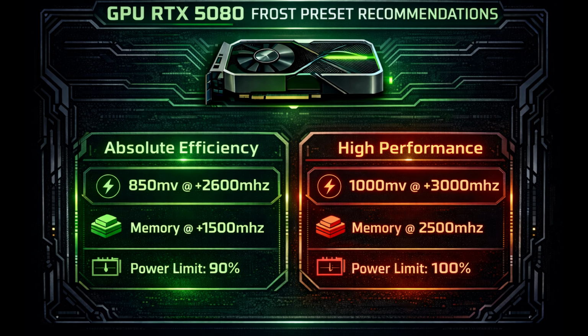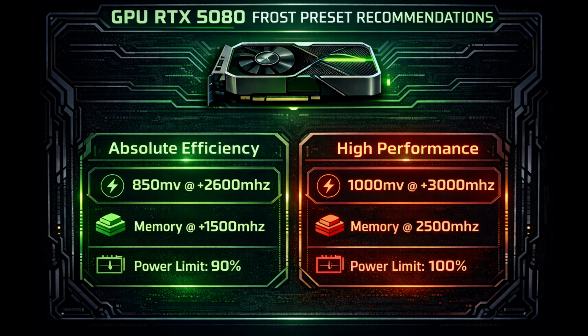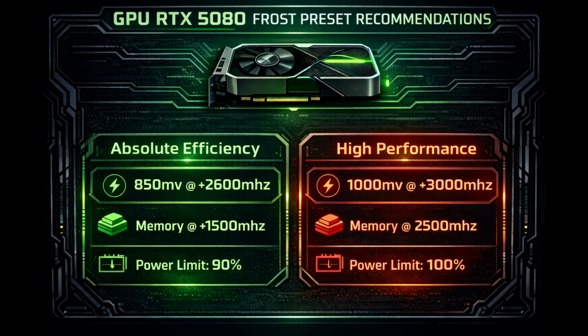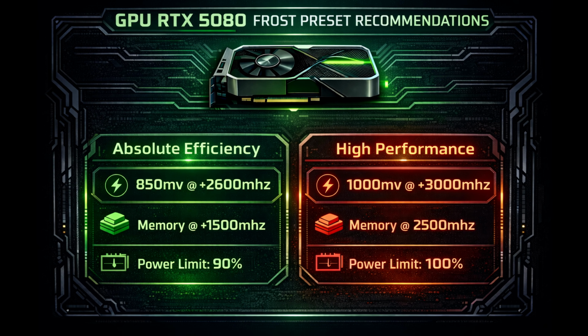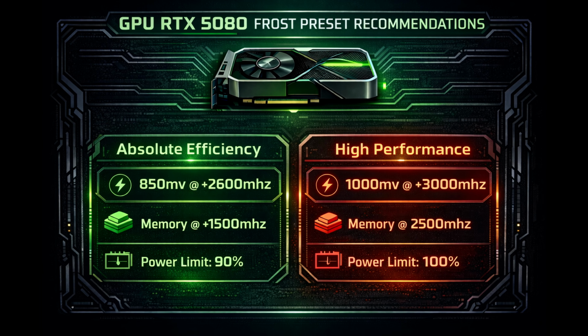Now let's finish off with a high performance undervolt. I like to set it around 1000 millivolts at 3000 MHz core clock and also add around 2500 to the memory, with the power limit left at stock.